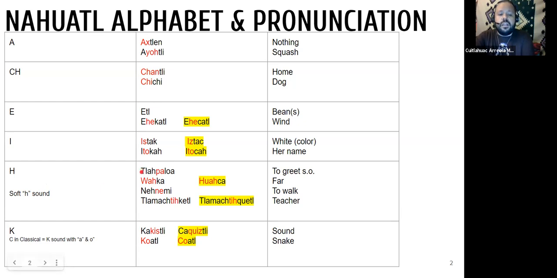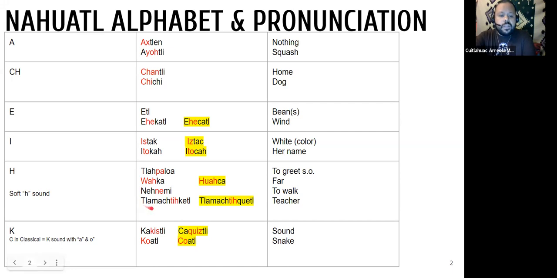Tlahpaloa. Huahsca. Nehnemi. Tlamachtihket.